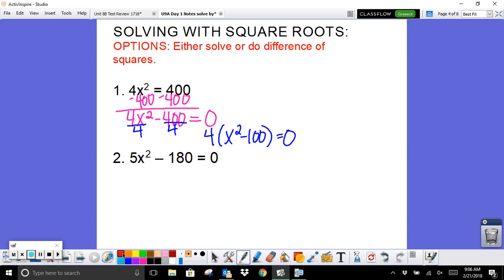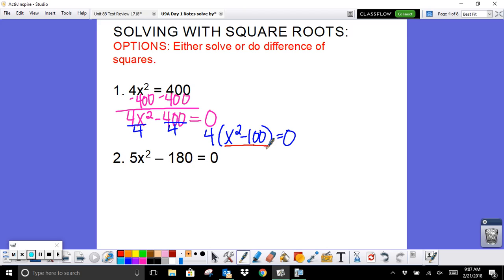Notice we still have an x squared, so we are not done factoring this. We still need to see if this can be factored more. All right, thinking back to the last test, if you were left with a binomial, that meant it was probably going to be a difference of squares. And this is a difference of squares.